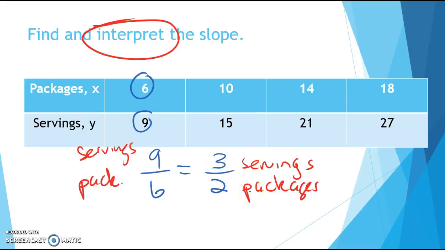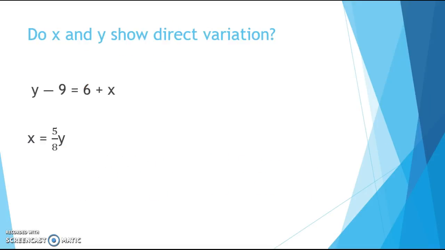That's what interpreting the slope means. You just need to use the labels and come up with a sentence of what the slope actually means. Alright? Now our last question has to do with showing direct variation. So remember, our formula for direct variation is y equals kx. What we're trying to figure out is, can we make these equations into y equals kx form?